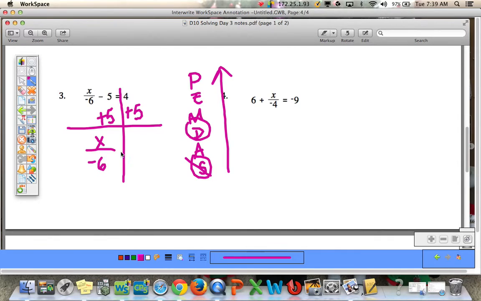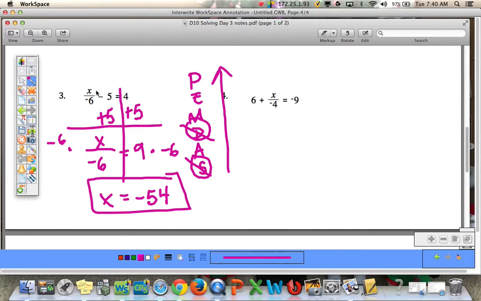x over negative 6 equals 9. Then get rid of the division by multiplying, so multiply by negative 6. So x equals negative 54. And if we plug in our answer, negative 54 divided by negative 6 is 9. 9 minus 5 is 4.